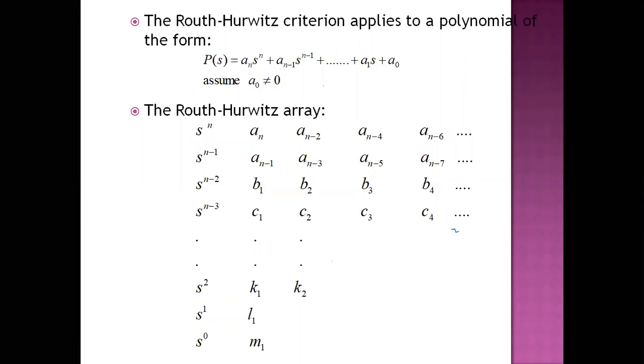So mainly there are 5 cases. The first case is when all the elements are positive and greater than 0, and the system is stable. The second case is when any one or two elements are negative, the system is unstable, and you check the sign changes. The number of sign changes indicates the number of poles located in the right half of the S-plane. The third case is when any one element in the first column of the Routh array is 0. Then you assign a small number epsilon and proceed.